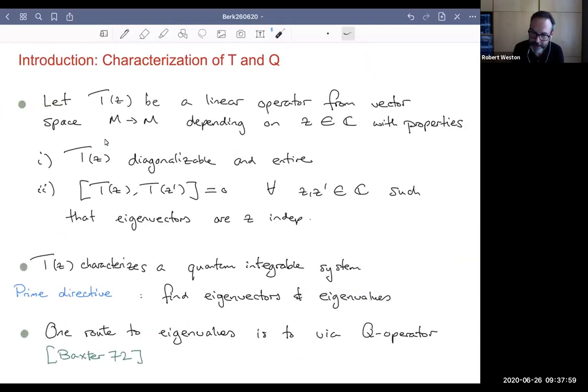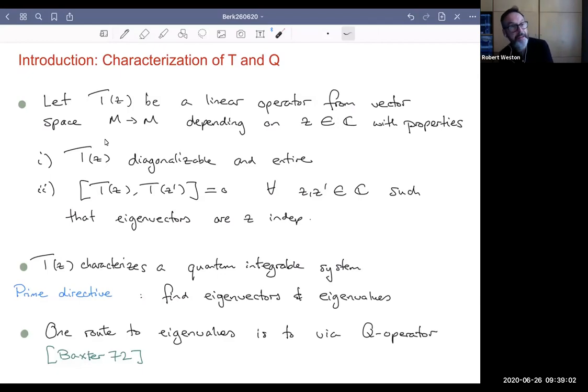Okay, so here's my really, really general characterization of a transfer matrix. This is really just linear algebra that I'm doing to start off with. So I've got an operator, T(z), and it lives in the endomorphisms of a vector space M. And it depends upon this complex parameter z. And it's got three key properties. The first is it's going to be diagonalizable and entire as a function of z, so no poles. And the second is this property that it commutes with itself at different values of z. And as a consequence of that, all the eigenvectors are z independent, because these different T at different z values share eigenvectors.